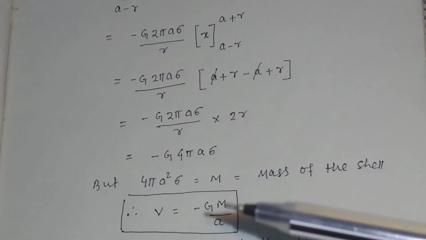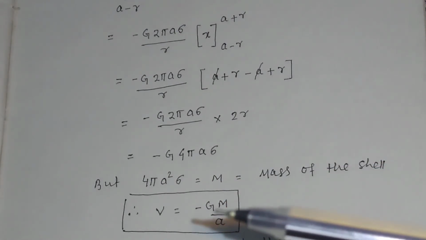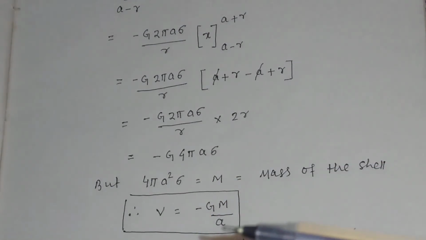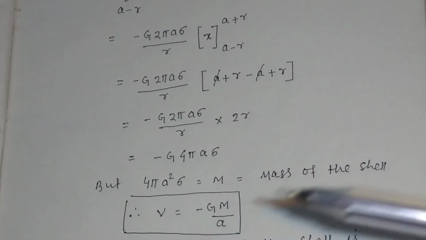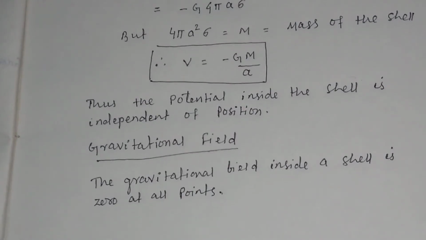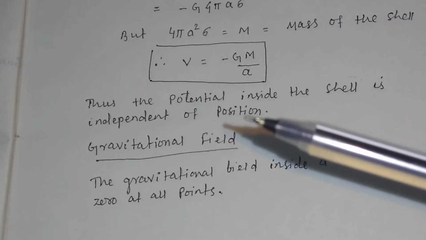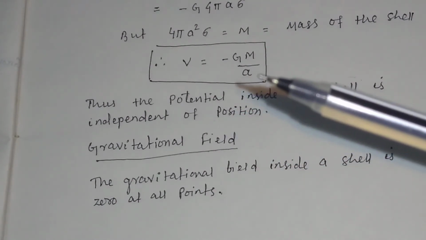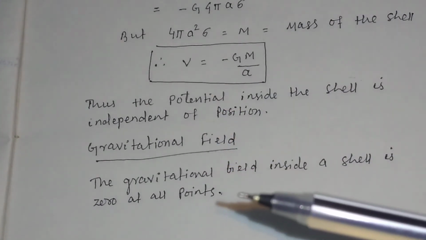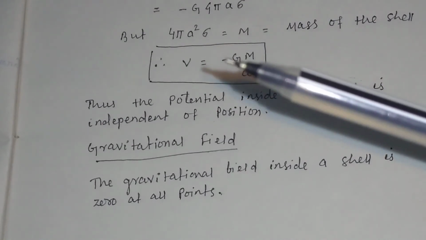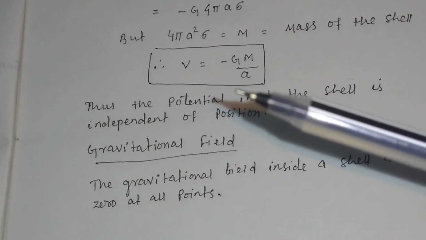So here the potential for any point inside the shell is constant. You see, that is equal to minus GM divided by a, because a is the radius of the shell, which is constant. So potential is equal to constant. So inside the shell, the potential is independent of position. Then what will be the gravitational field for points lying inside the shell? The gravitational field will be equal to 0, because the potential is constant. If you take the derivative, then it will be equal to 0.